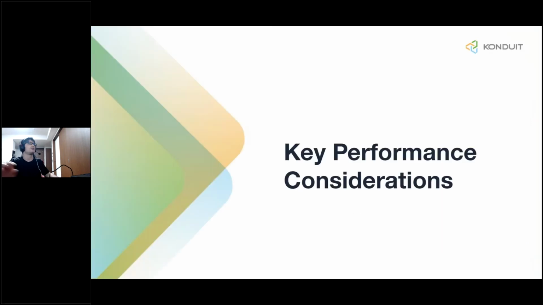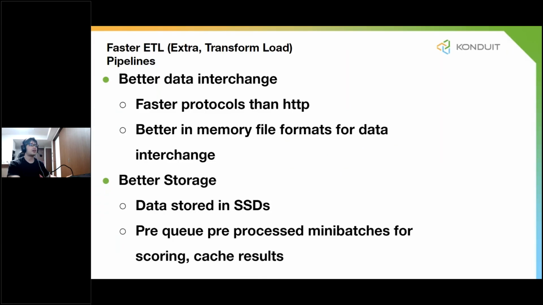So the key performance considerations: faster ETL, better data interchange, better in-memory file formats, better storage. If you're not as familiar with infrastructure, generally just know SSDs are better. Applying some of the things that you understand about training models, like pre-batching, can also help, as well as pre-caching the results. If you want to increase the efficiency of your training, rather than rerunning the same ETL process every time, just run it once and pre-save your ndarrays. That will decrease your training time by quite a bit. Understanding those things can help you optimize your ML experiments as well.